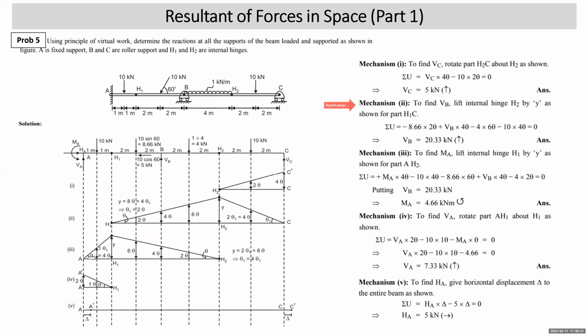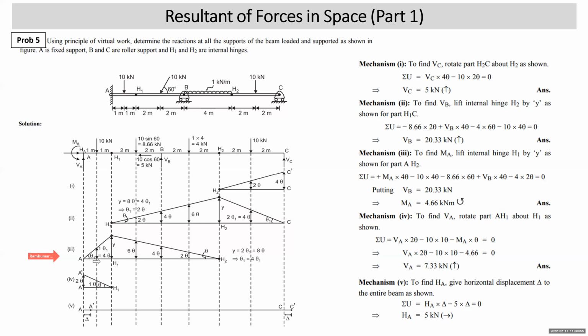In the next mechanism, you want to find MA, right? So we have considered FBD of the beam after splitting at H2. We have taken the left hand side part AH, in such a way that H2 reactions will not do work. We have just lifted it by y, so that the left hand side part is rotated in anti-clockwise direction by small angle theta 1. Right hand side part is rotated in clockwise direction by angle theta. This point has been lifted by small displacement y.